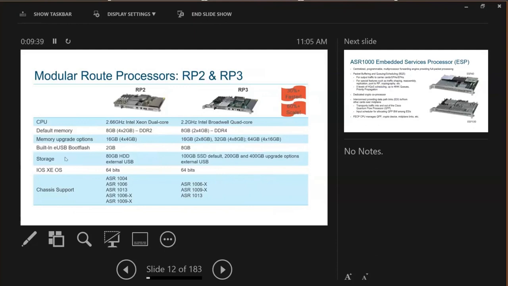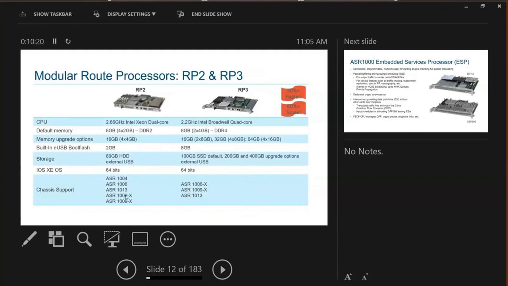There'll be a built-in eUSB as well on both the devices, but the default size will be different. So this is the module where you can store your iOS images. For external storage, you will have an HDD slot available. So this will be something that the customer has to buy in addition to the chassis. It will not be there in the route processor by default. And this will be an external USB option, and it will have other upgrade options as well. And the operating system on both will be iOS XE 64 bits, so that is the same.